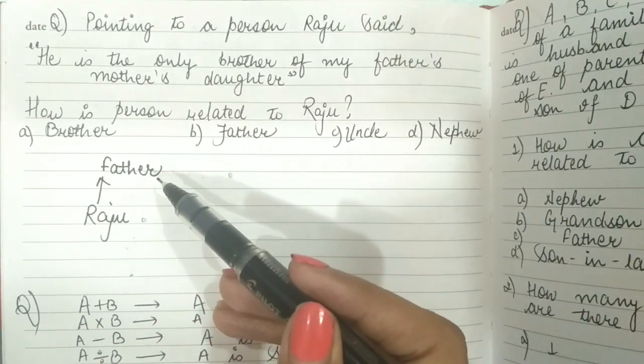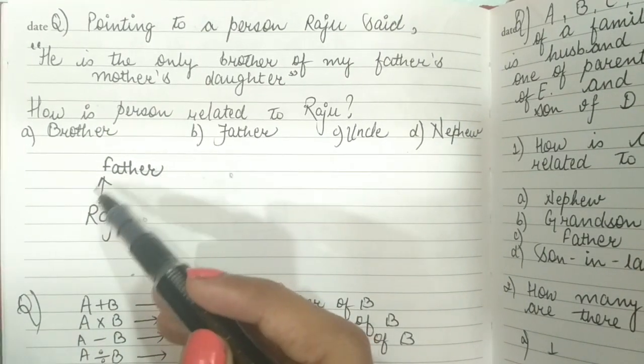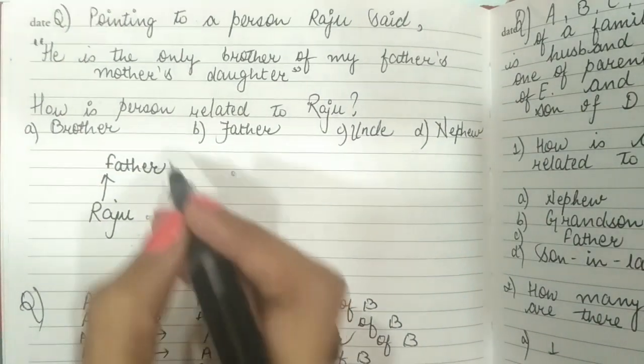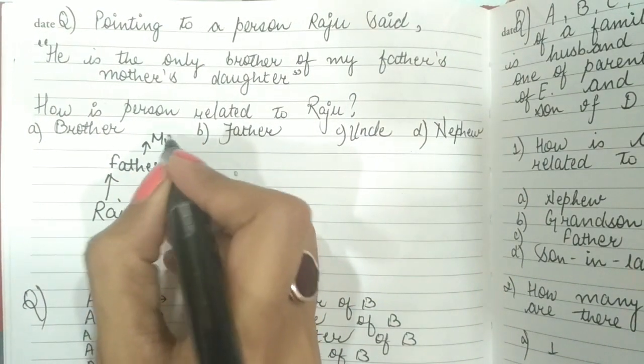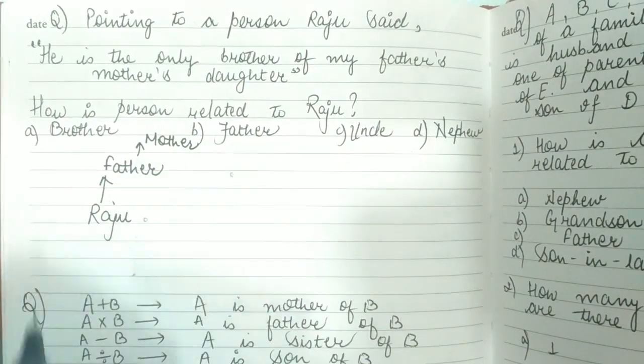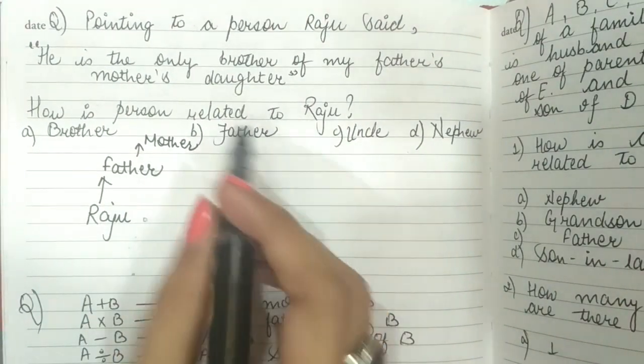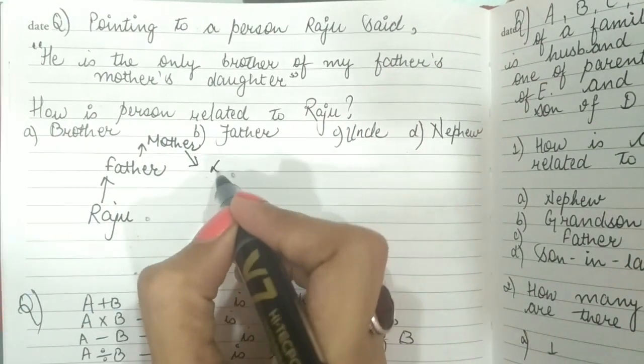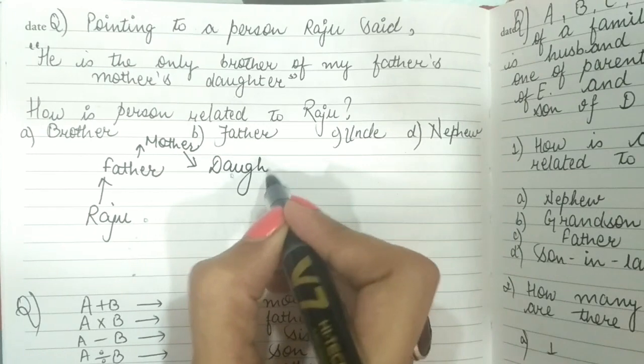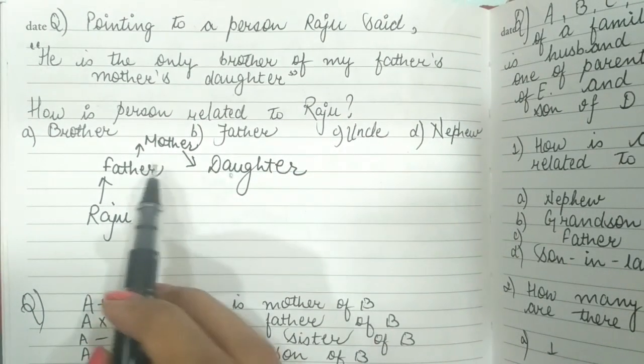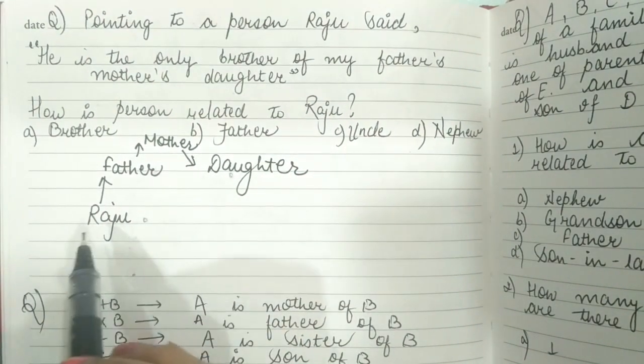So first, Raju's father, upper generation. So an arrow pointing upwards. Father's mother, daughter. So Raju's father and mother's daughter are of the same generation.